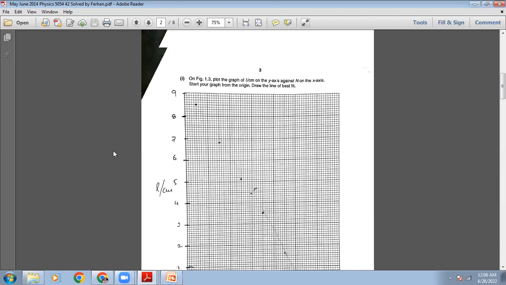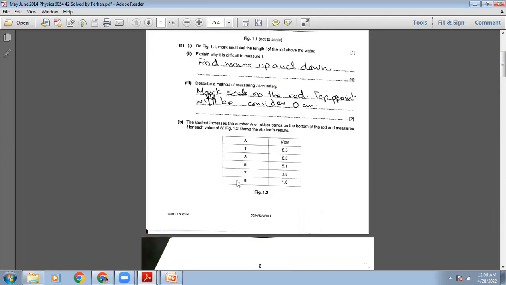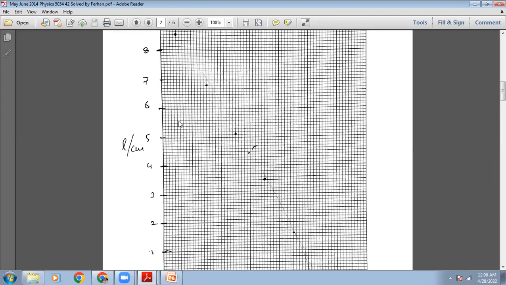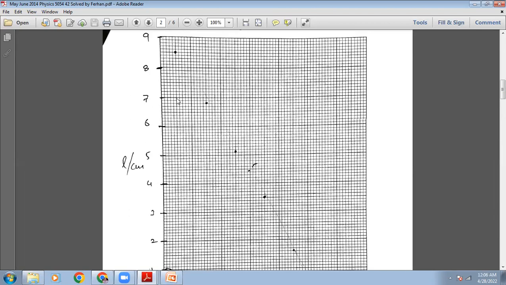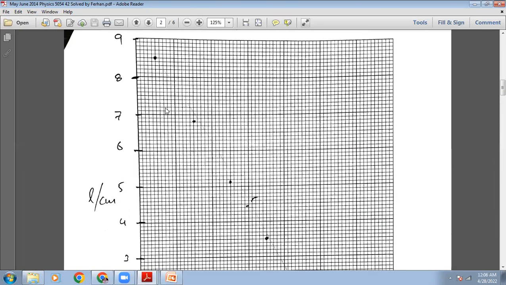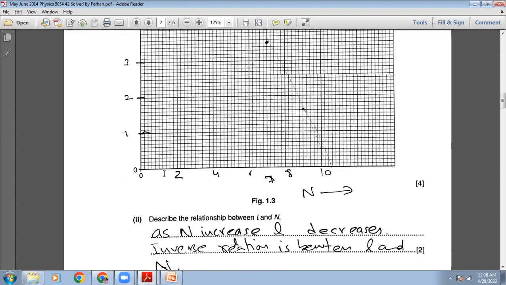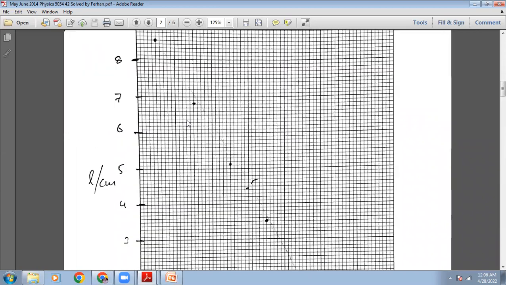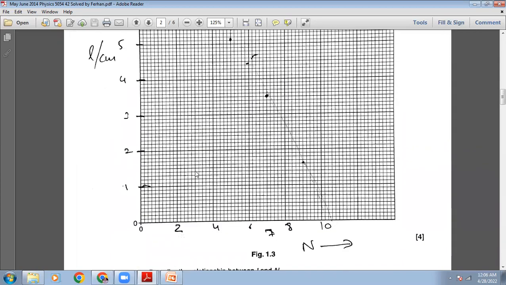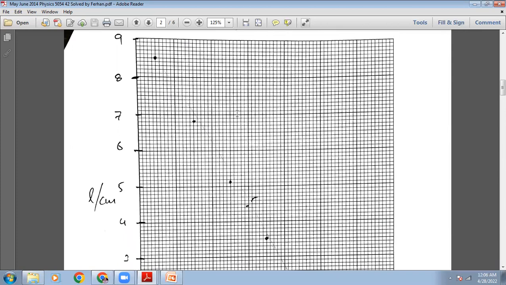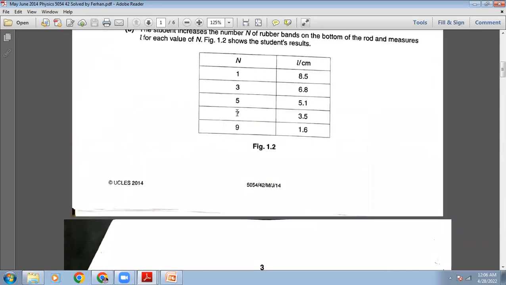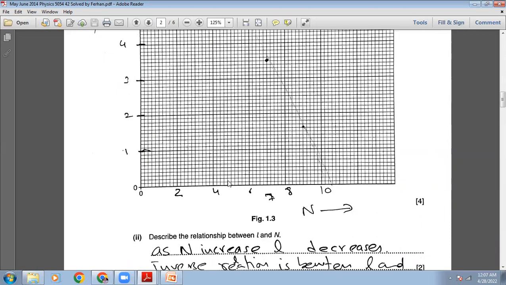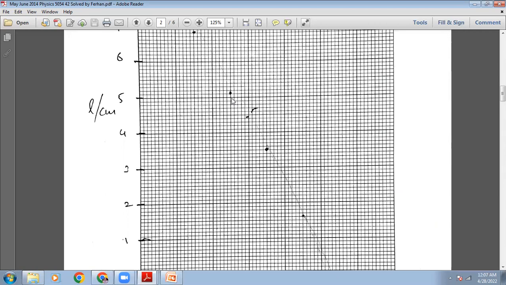So the table is given to us. At one rubber band, it will be 8.5. Then at three, this is a three, we will have the 6.8 value. Then you have five. At five you have 5.1.